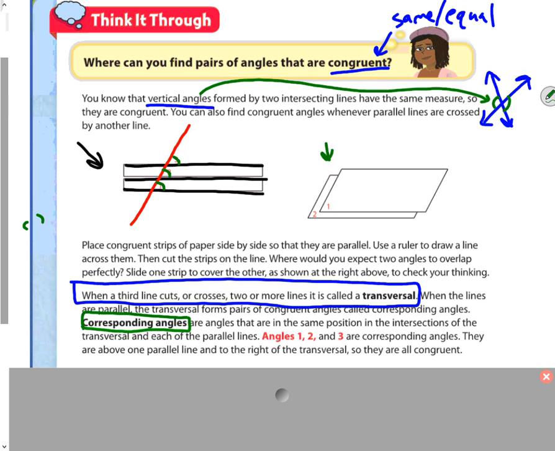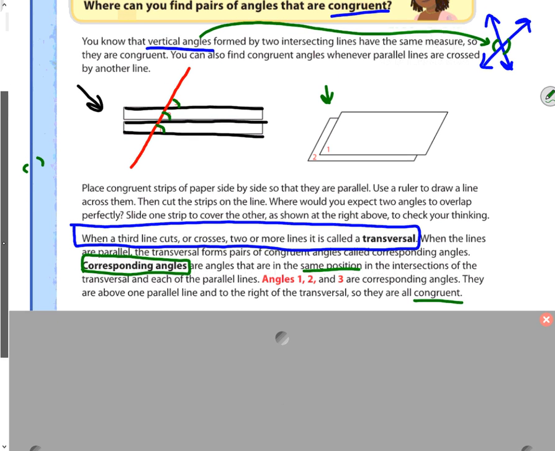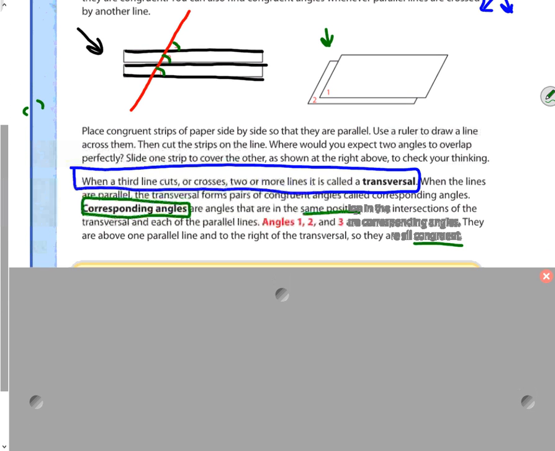So there's a keyword for today as well. They're in the same position in the intersections of the transversal and each of the parallel lines. So angles 1, 2, and 3 are corresponding angles. They're above one parallel line in this one. They are all congruent. So that's another big part there. Okay, so corresponding angles are all congruent. They're in the same position.